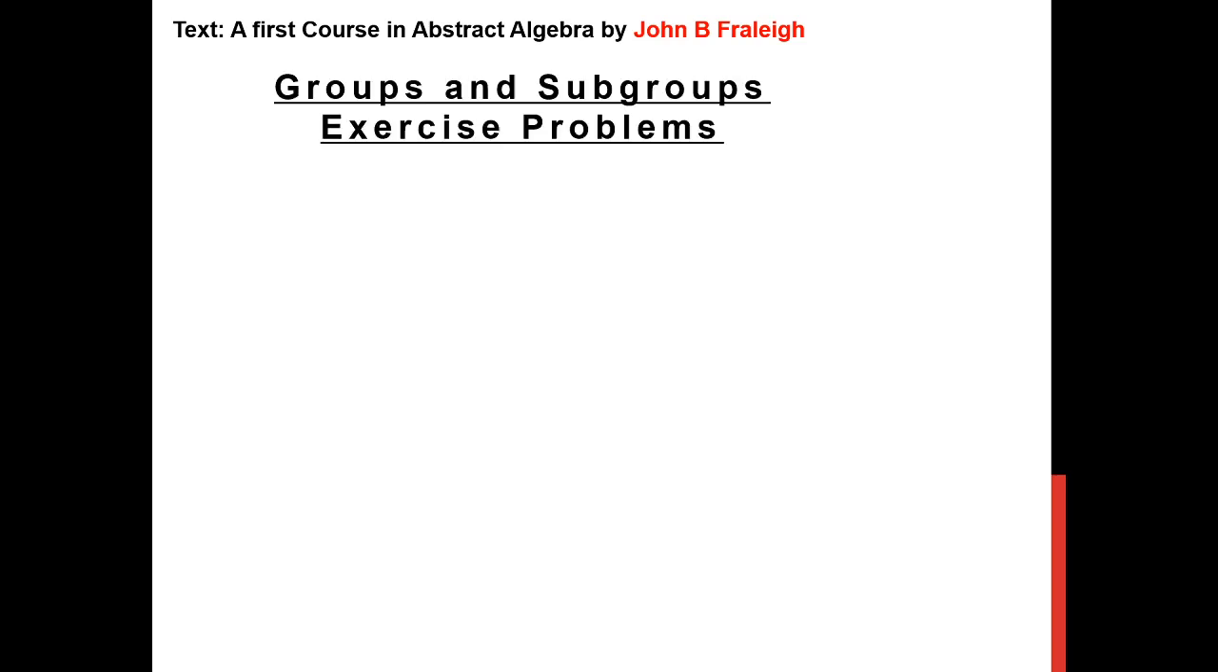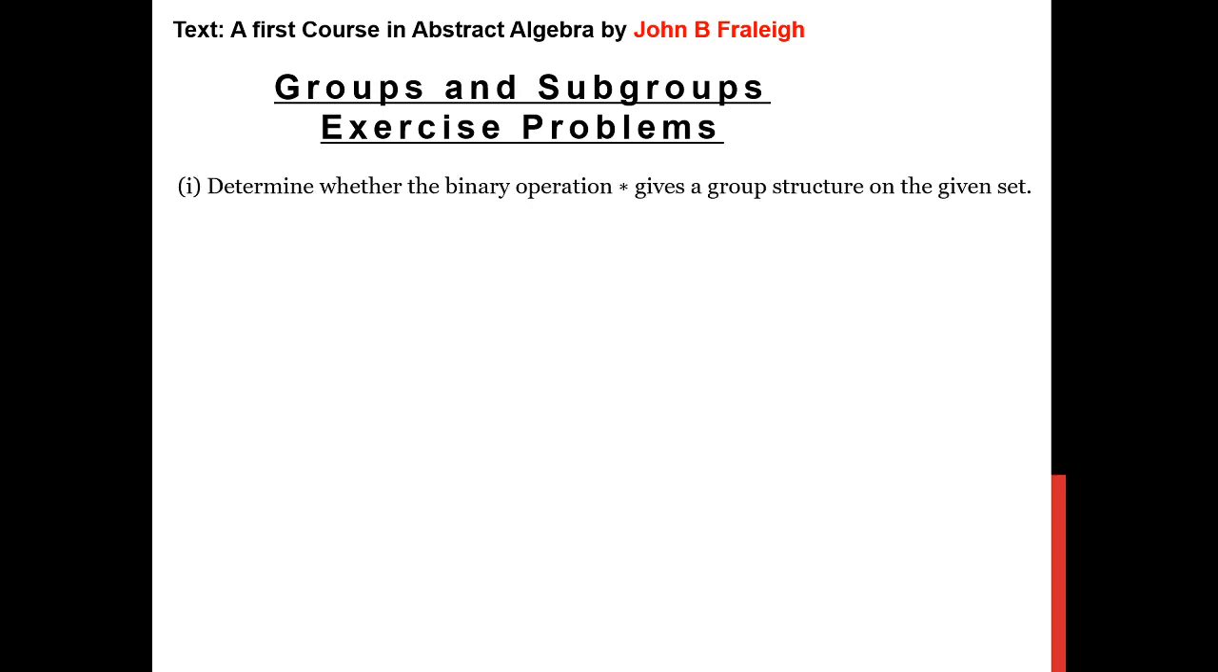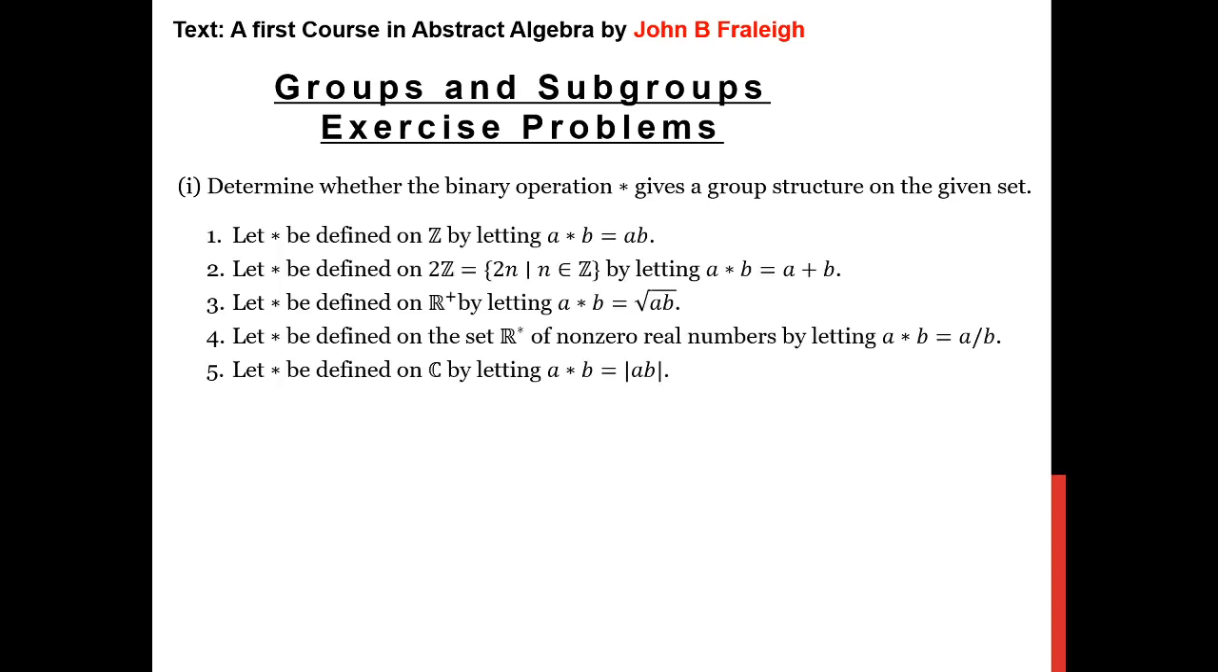Okay, next we will do a few problems from this section, groups and subgroups. These are the exercise problems from Abstract Algebra by John B. Fraleigh. The question is to determine whether the binary operation gives a group structure on the given set. There are 5 given sets, and we can do this very fast. So we are considering the first question.